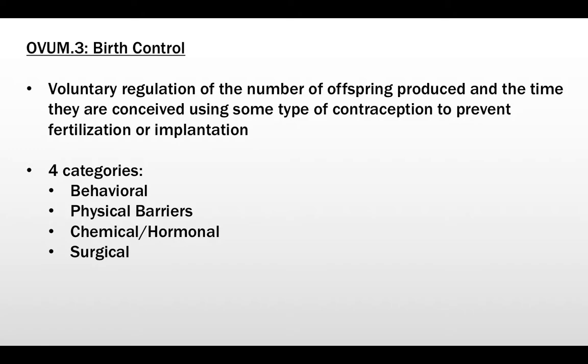All right, the other half is how do we prevent fertilization if we don't want it to occur? Birth control is defined as the voluntary regulation of the number of offspring produced and the time they're conceived, using some type of contraception to either prevent the fertilization or the implantation. There are four primary categories we're going to discuss: behavioral, physical barriers, chemical, or surgical.